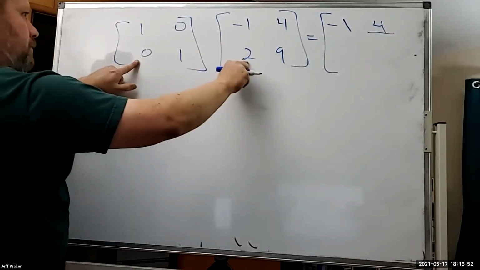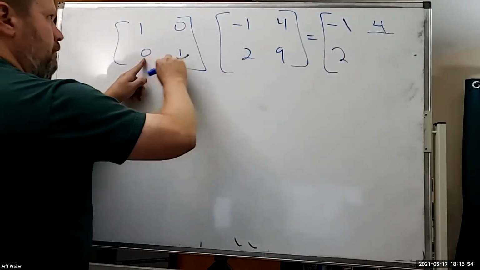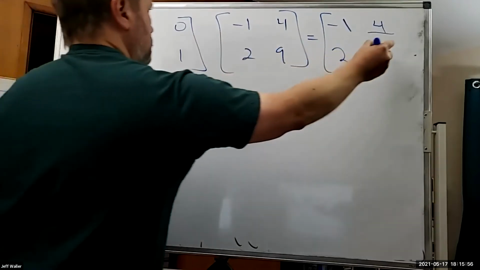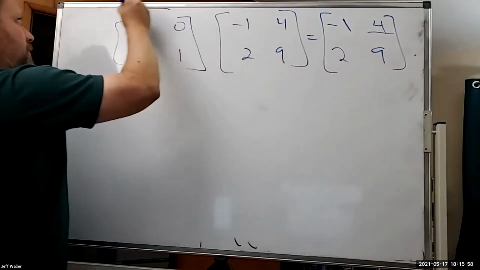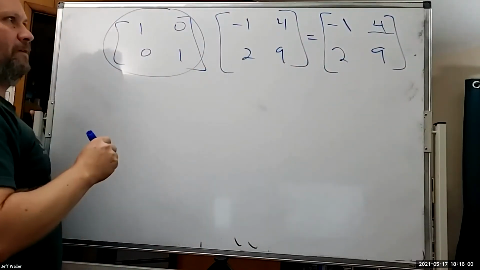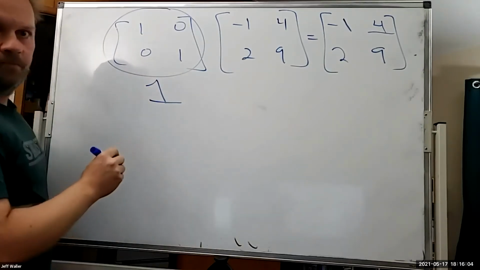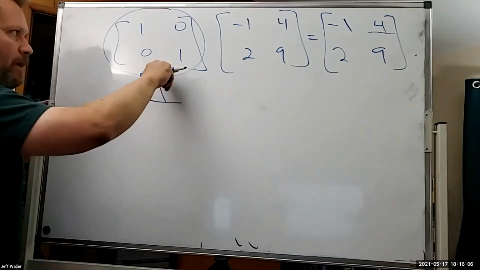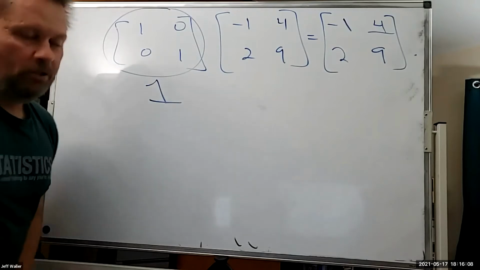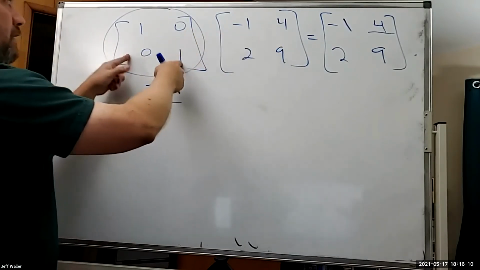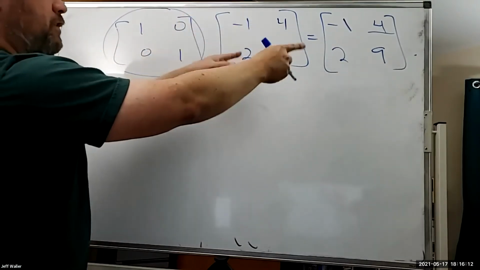0 plus 2 is 2. 0 plus 9. So what does this matrix act like? It acts like 1. We call this the identity matrix. So if I multiply something with this matrix, it leaves it alone.